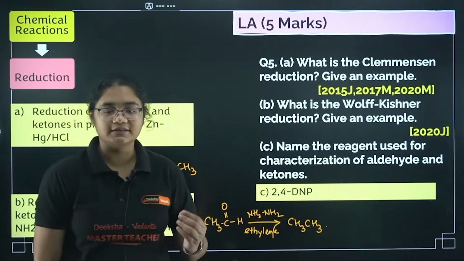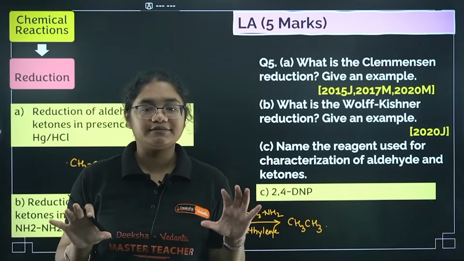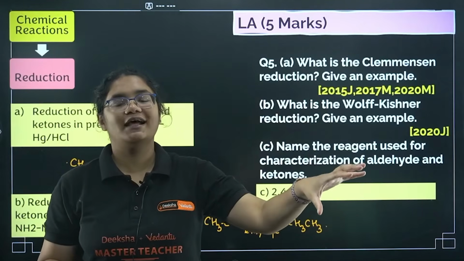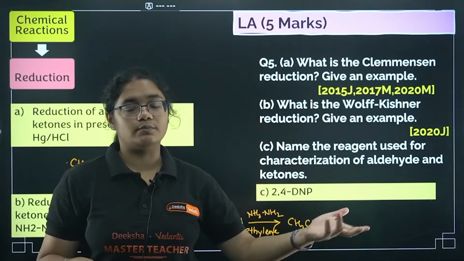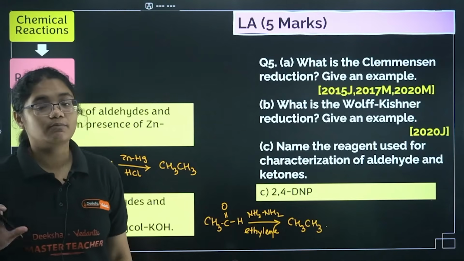Okay. Next, name the reagent used for the characterization of aldehydes and ketones. So 2,4-DNP is used. If 2,4-DNP reacts, then we conclude that the compound has either an aldehyde or a ketone group. That you might have also studied in the biomolecules chapter.